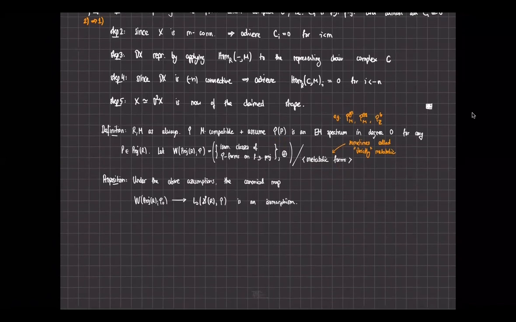And the proposition we want to prove is that under these assumptions that we had, so R, M as always, Ϭ M compatible and Ϭ sends projective modules to Eilenberg-MacLane spectra concentrated in degree 0, then there's a canonical map from the Witt group of projective modules to the 0th L group of the derived category with coefficients in Ϭ, and this map is an isomorphism.